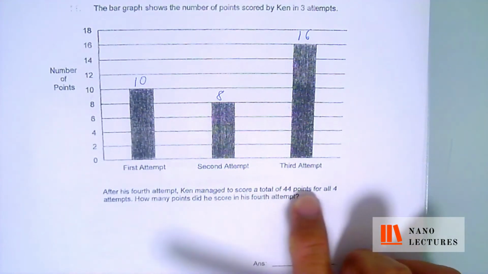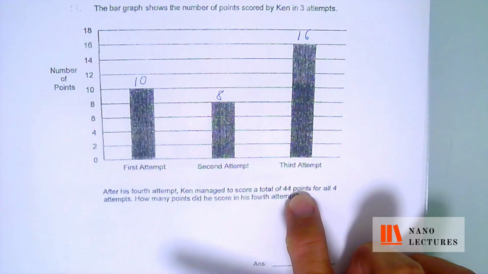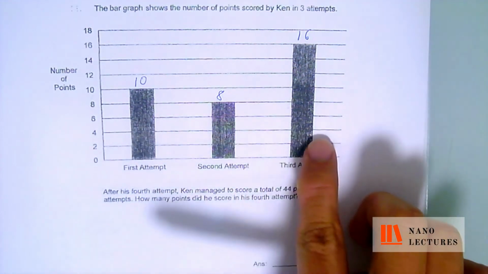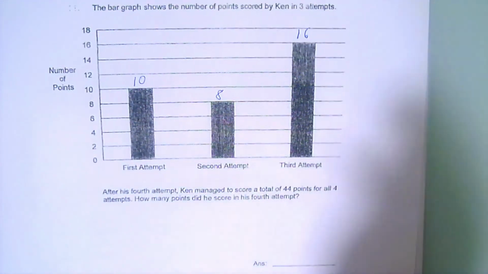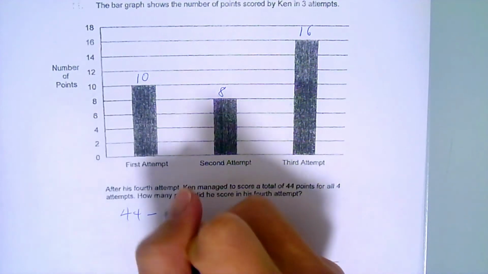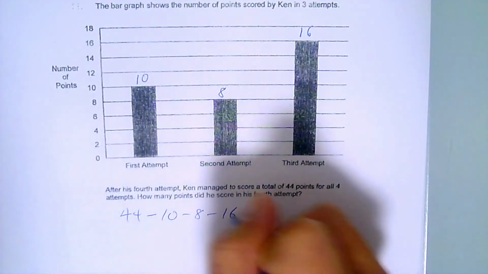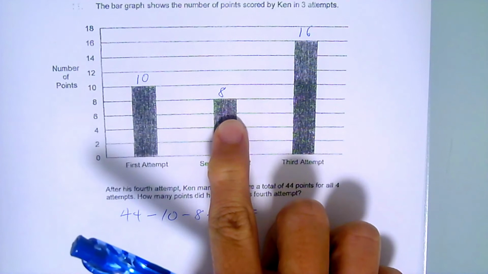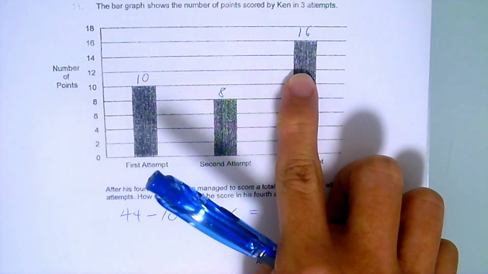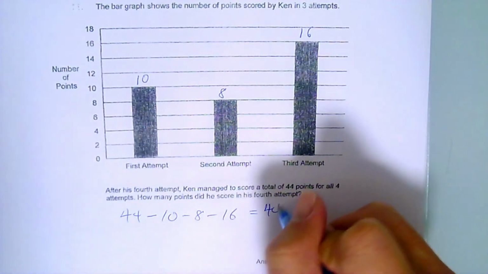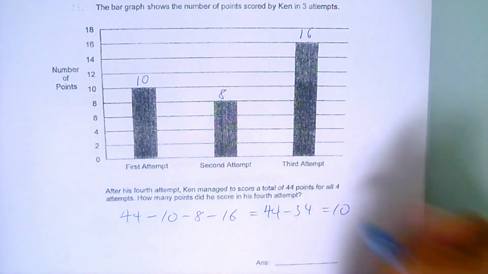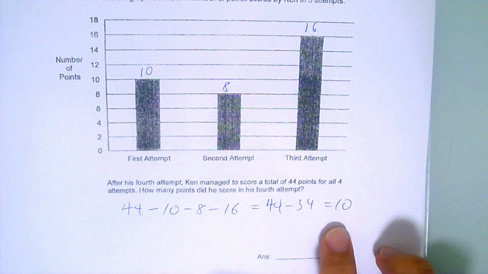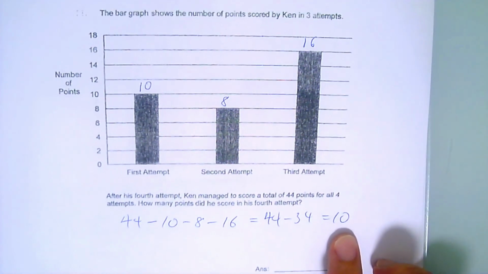Very easy. We take the total score, which is 44, minus 10, minus 8, minus 16, and then you will get the score for the 4th attempt. Okay, so take 44, minus 10, minus 8, minus 16. Okay, 10 plus 8 will be 18, 18 plus 16, that will be 34. So it's 44 minus 34, that will be 10. So that means Ken scored 10 points for the 4th attempt. Easy, right? Done.